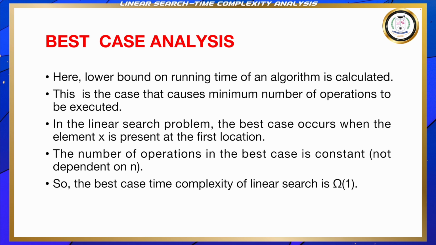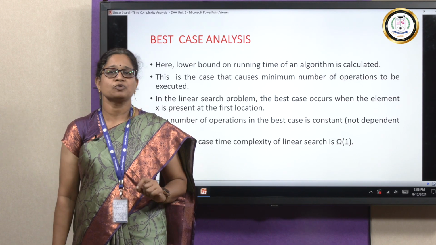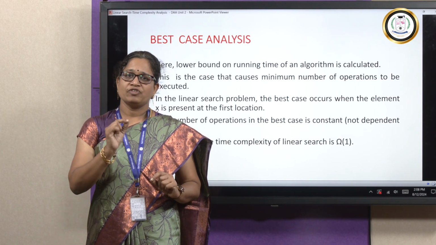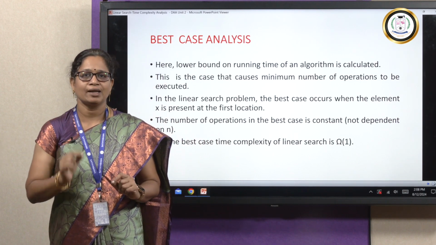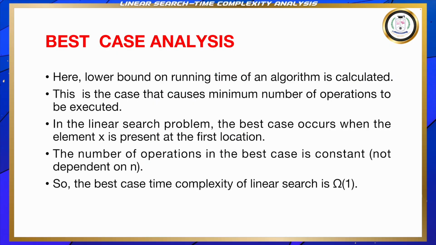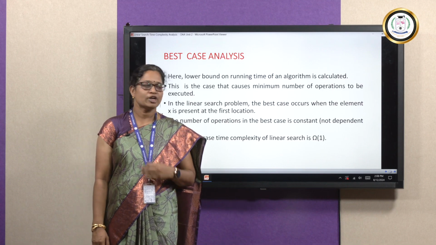So the next comes the best case analysis of linear search. The best case occurs when the element is found at the very first position. So at the first search itself, you find the element. Here the minimum number of operations are executed in the best case. And here we calculate the lower bound on running time of an algorithm.